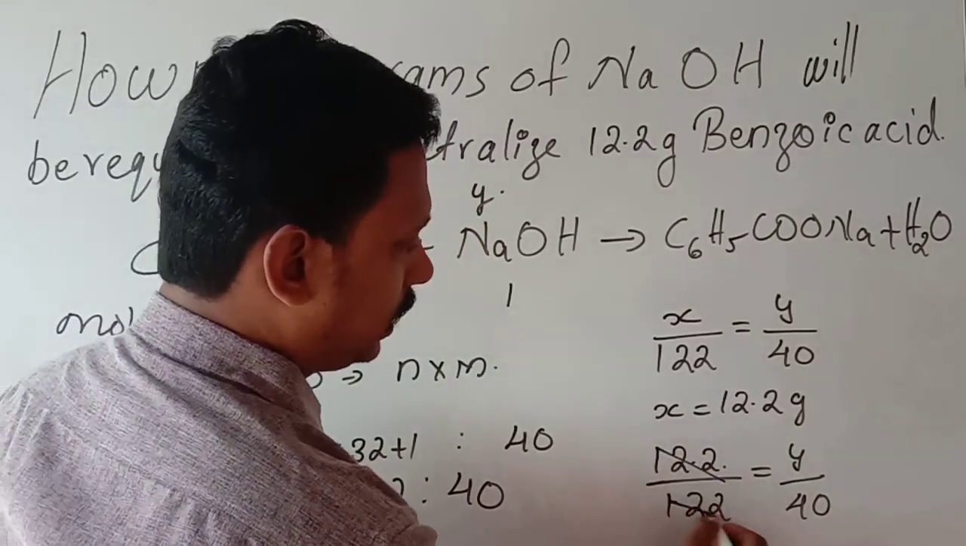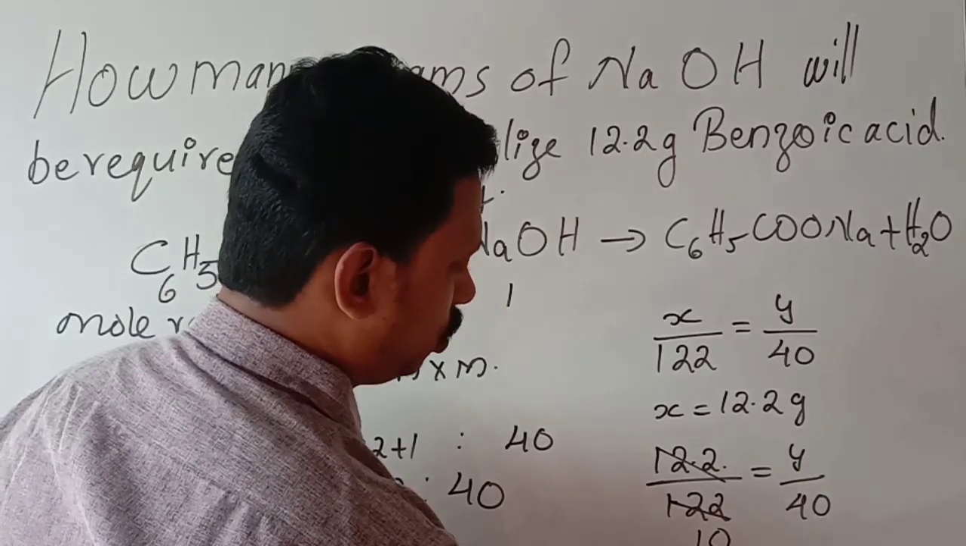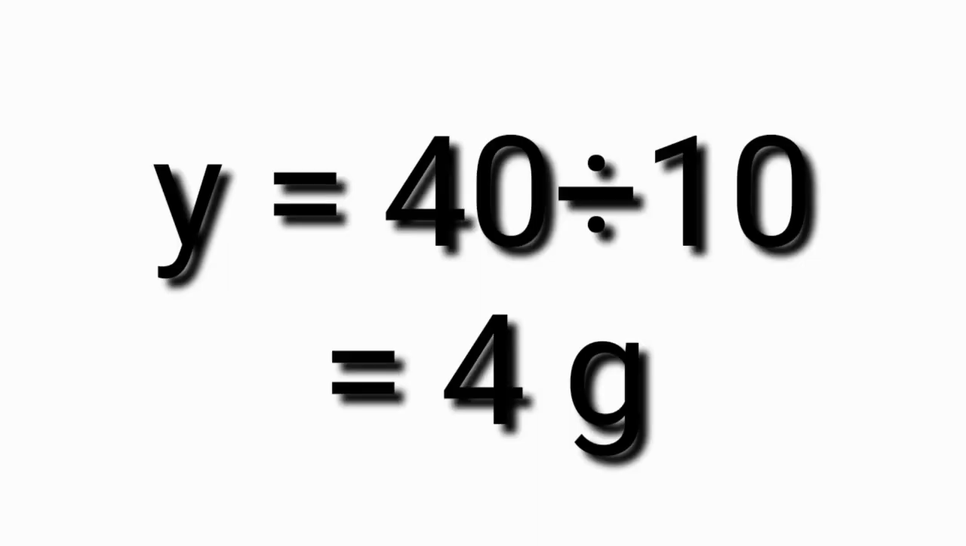Here 12 and this cancels 10. So Y is equal to 40 by 10 and the answer is 4.